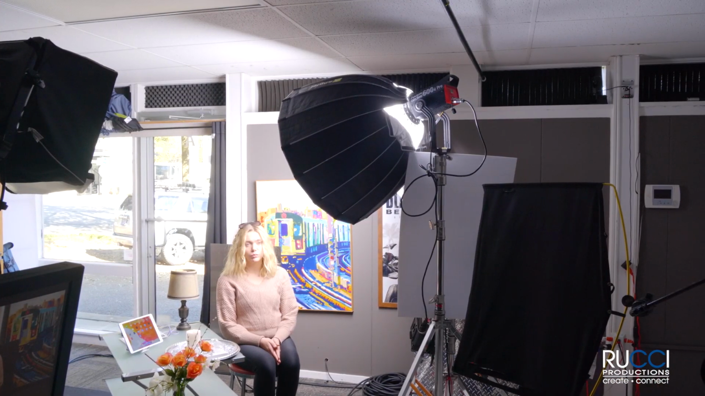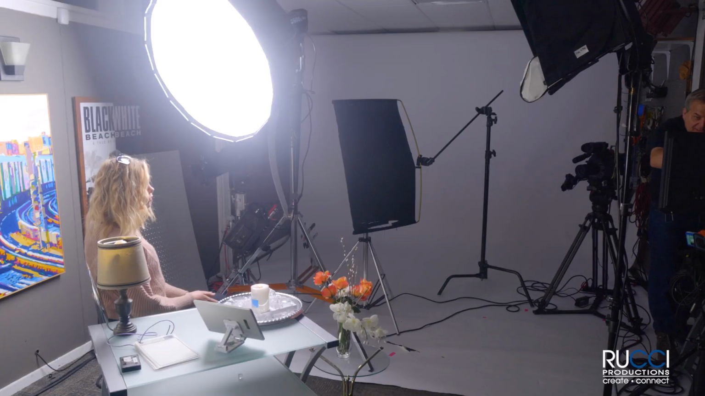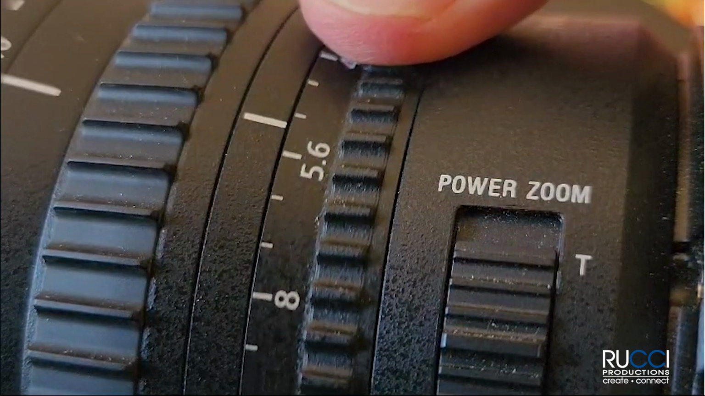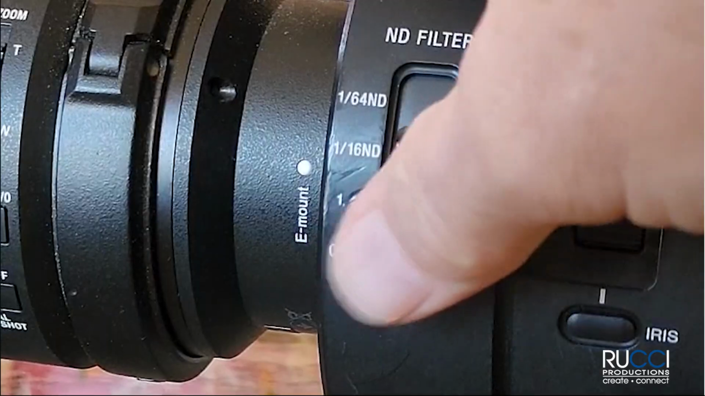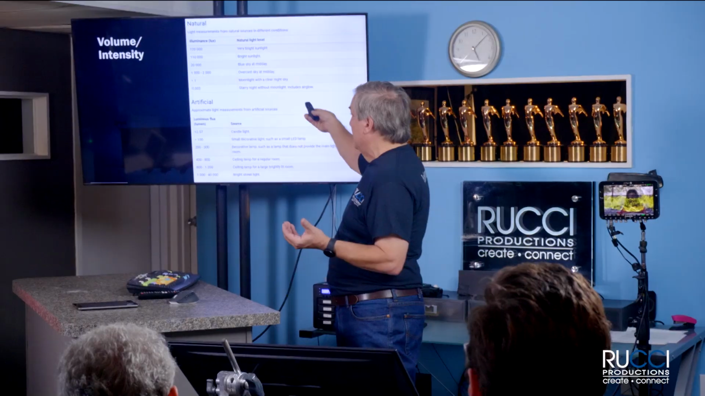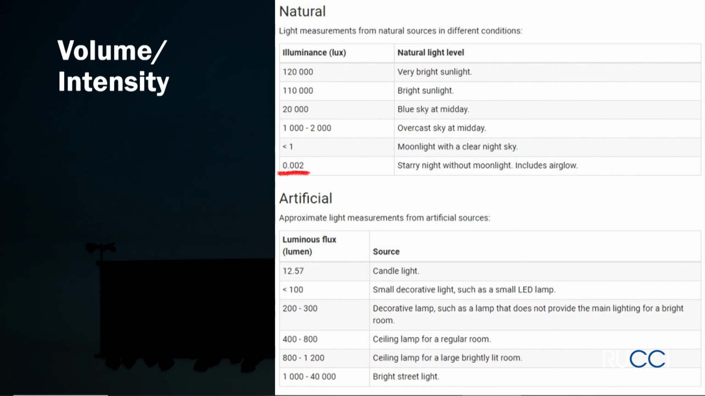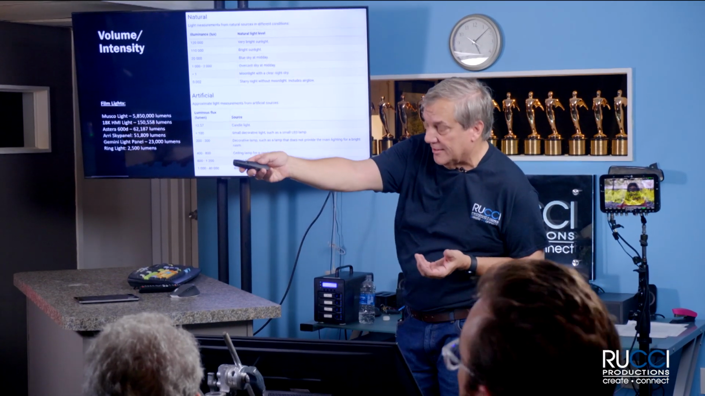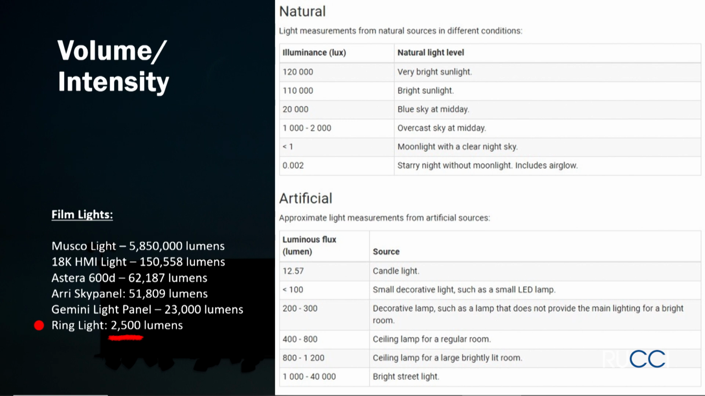The kind of lights you need, they're radically different. The kind of f-stops you might need or the kind of filters you might need on your camera might be radically different because the light levels are radically different. And even outside, between a starry night at 0.02 lux and a bright sunny day at 120,000 lux, it's just a huge difference. With lights, a ring light like that over there might have 2,500 lumens, and a Musco light, which is like a football stadium light on an arm on the top of a truck, has 5 million lumens. So there's just this huge difference.